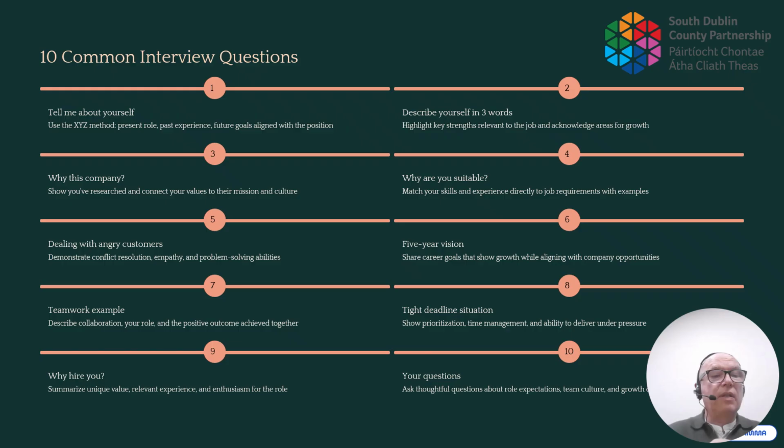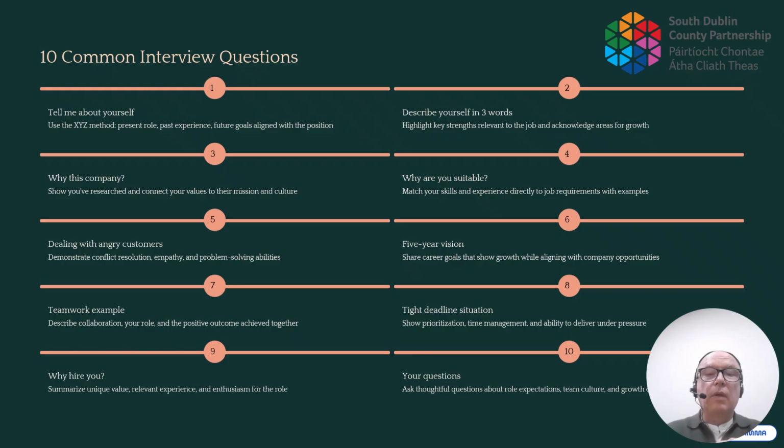Next up, there are 7 teamwork examples. Describe collaborations, your role and position, and the positive outcomes achieved together. Again, that could be a number of things. That could be participation in a football club or a team or anything along those lines. If you worked in an organization where you were part of a team working on a particular project, you highlight that and showcase that. But again, if you don't have that, it could be related to a sports club.